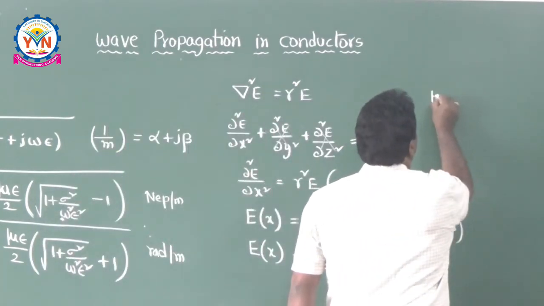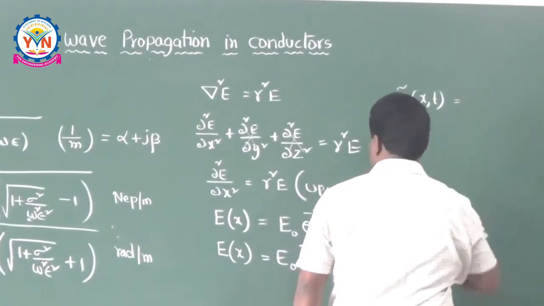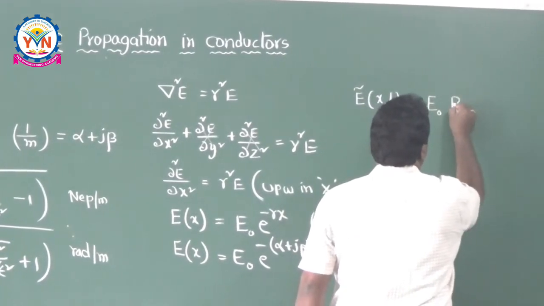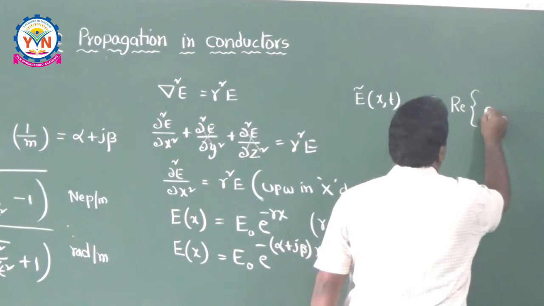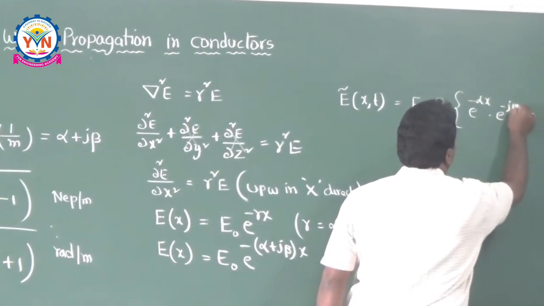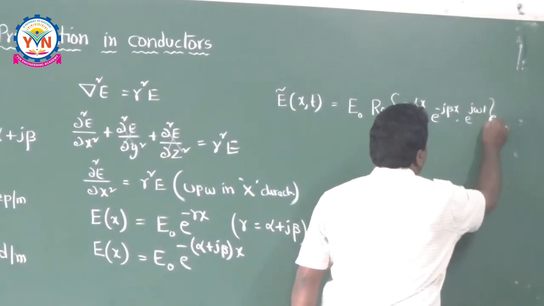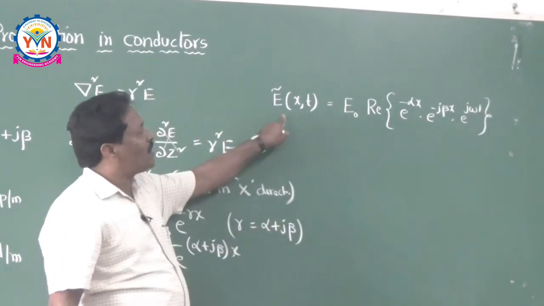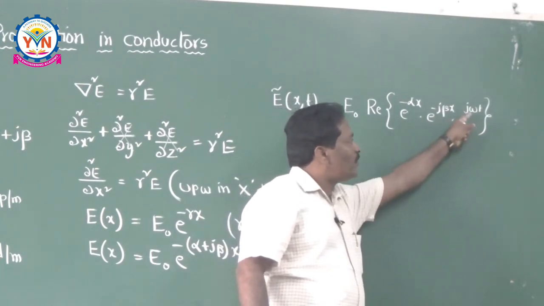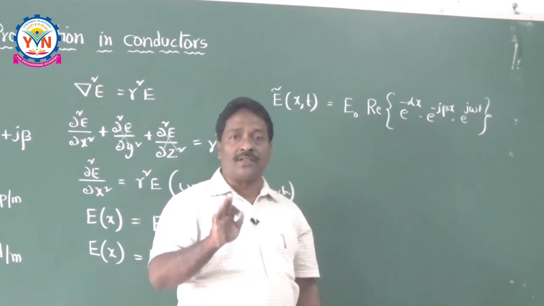E cap of x comma t is equal to, that means I am incorporating the time variation here, E naught is the magnitude. Take the real part of this term, this is nothing but e to the power of minus alpha x into e to the power of minus j beta x into e power j omega t like this. That means for the time variation, what is the rule? You have to multiply each and everything with e power j omega t and take the real part of it, because we are always considering the positive times.